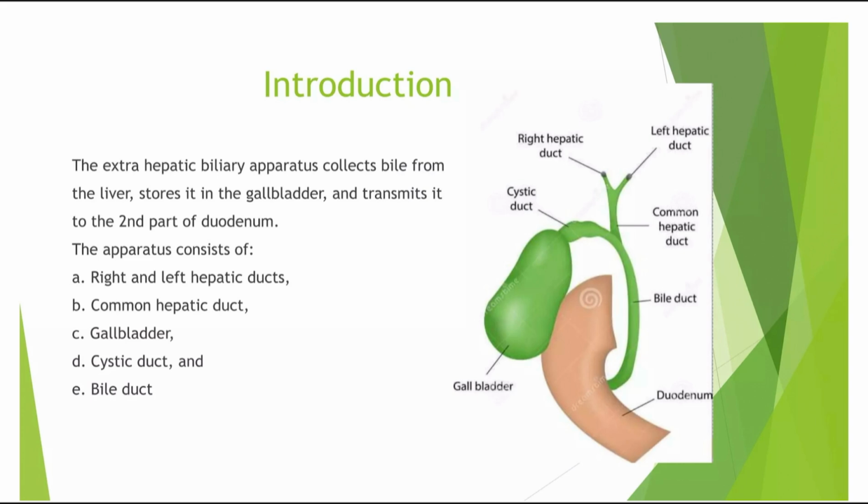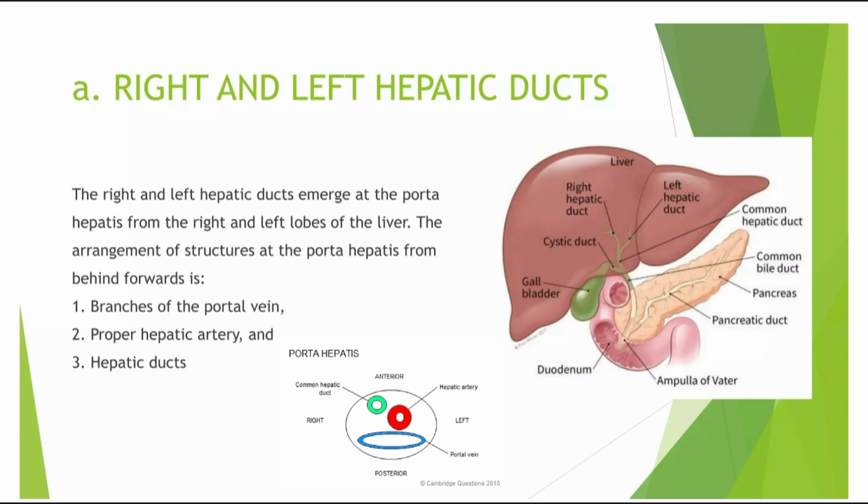What is the function of this extrahepatic biliary apparatus? It collects bile from the liver that is present here, and then it gets concentrated in the gallbladder before going into the small intestine. Okay, so now we'll study each part in further detail.